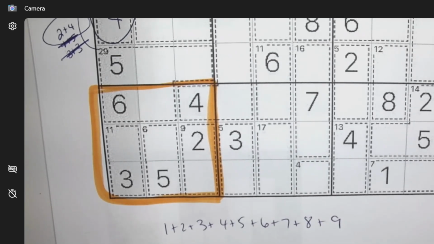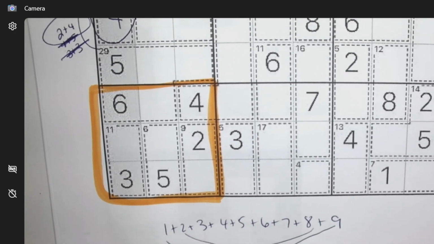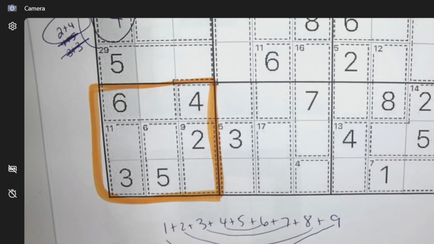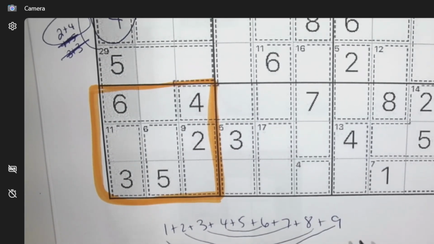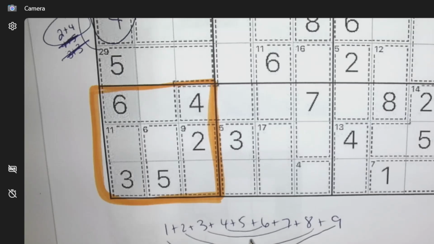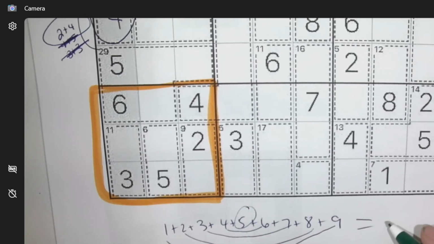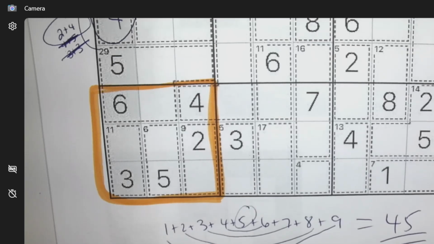Okay, here's some mental math. You ready? What's 1 plus 9? 10. What's 2 plus 8? 10. 3 plus 7? 10. What's 4 plus 6? 10. What am I up to? 10 plus 10 plus 10 plus 10 is 40, plus the 5 makes 45. I just used your answers. A whole box has to be 45.